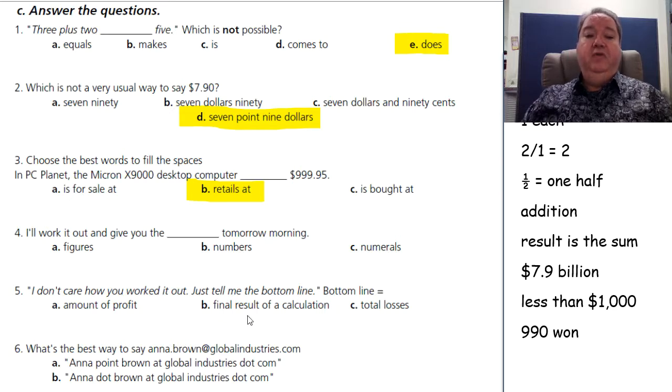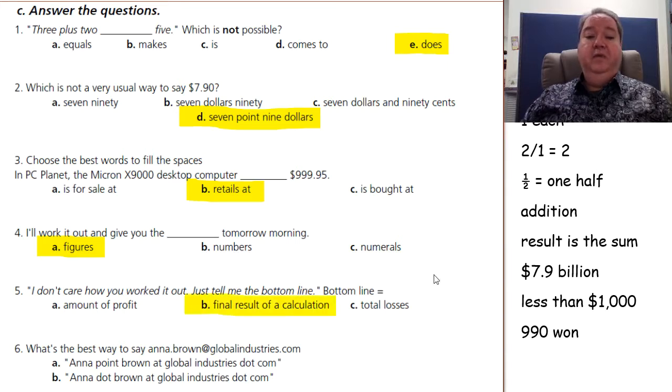Okay? Number 4, I'll work it out and give you the figures tomorrow morning. The figures, the numbers. Now, but we don't say numbers. We don't say I'll give you the numbers tomorrow morning. Not normally. This would be much more common. I'll give you the figures tomorrow morning. The results of my calculations.